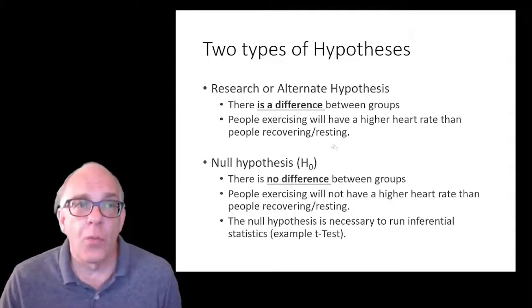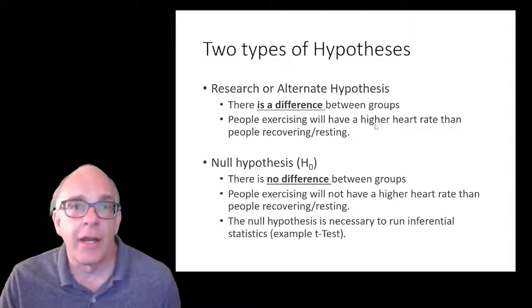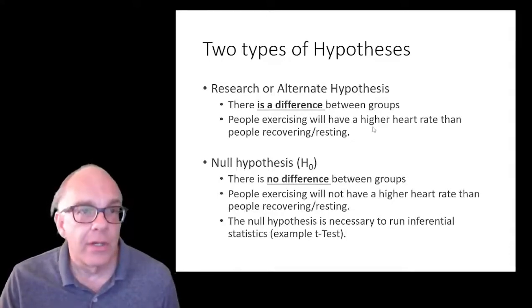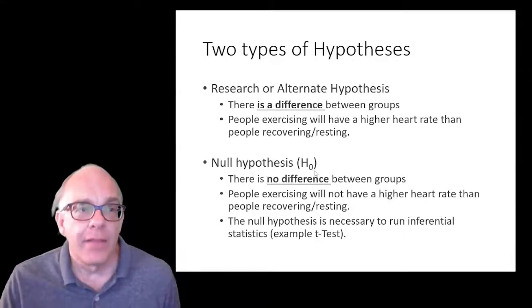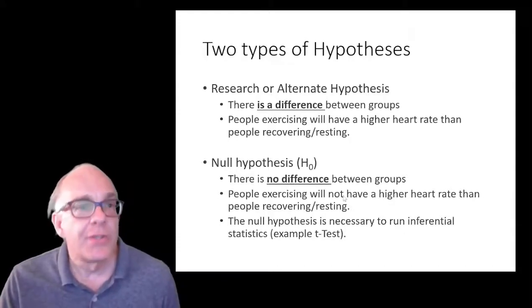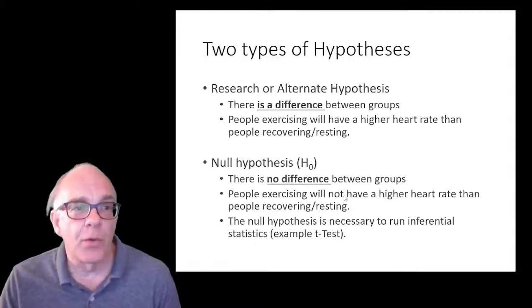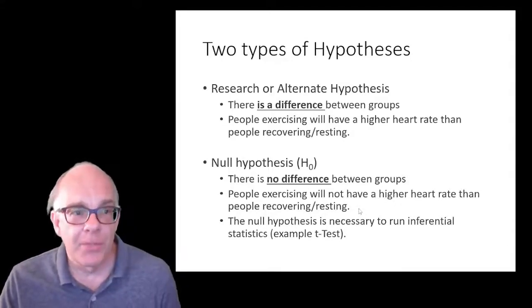And because we don't know what level of difference is going to be present, is the higher heart rate going to be 10% higher, 20% higher, double? We're not sure. And so mathematically, we are really going to be testing the null hypothesis. The null hypothesis says that there is no difference between groups. So there's no difference of the drug in this treatment, or there's no difference in this experiment between the heart rate of people exercising versus the person in a recovery or resting state.